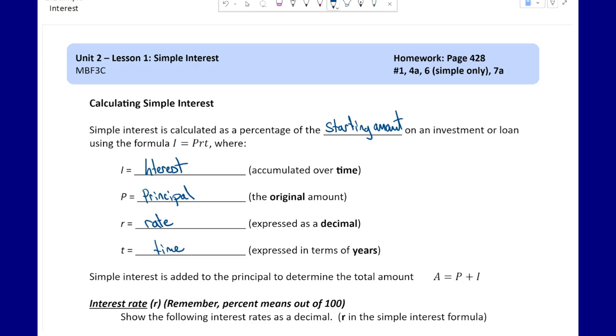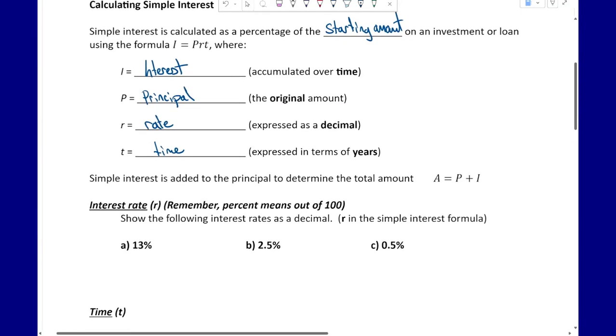So it's a relatively straightforward formula with different variables, and we're going to be given most of the different pieces of information. Now, simple interest is then added to the principal to determine the total amount. So this formula only tells us how much interest we earn. It doesn't tell us what our new final amount is. So we have to make sure that we add it to our initial amount to get the total amount.